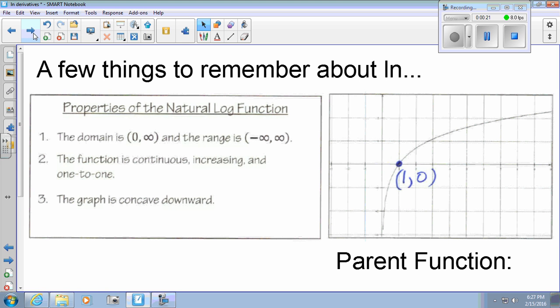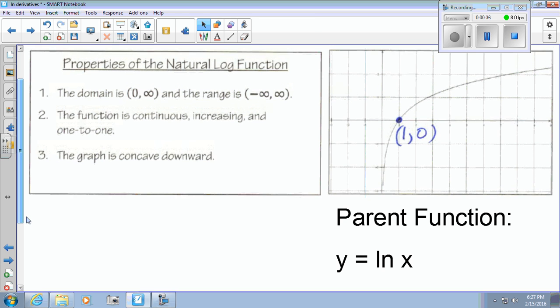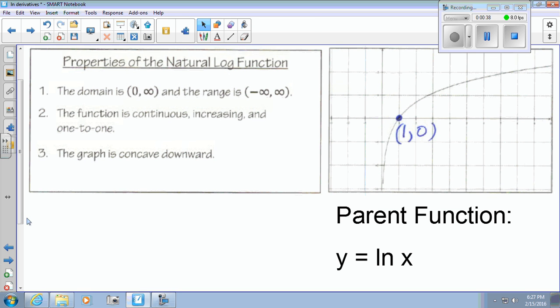Okay, so there are a few things that you need to remember about the natural log function. And the graph is shown here, and you will notice that the graph has an x-intercept at the point (1, 0). It is the parent function graph y equals ln of x.